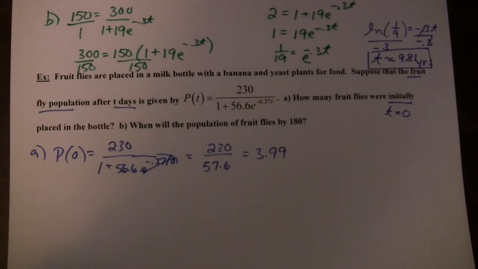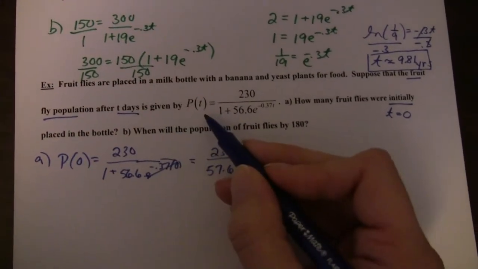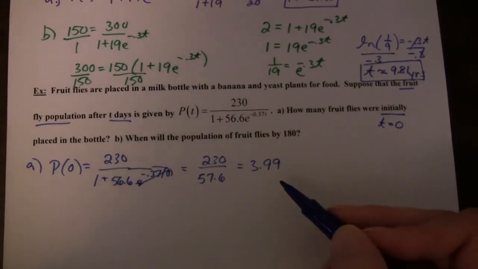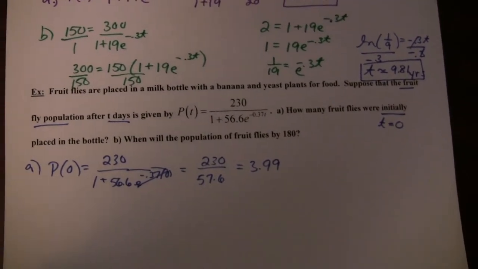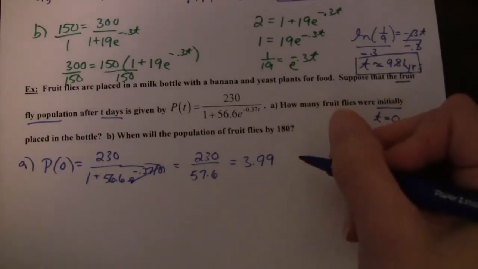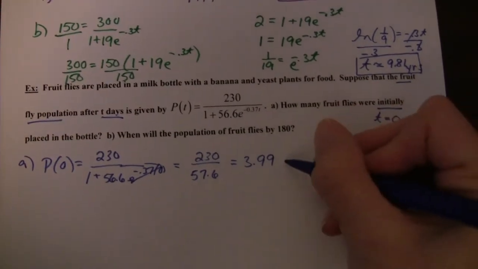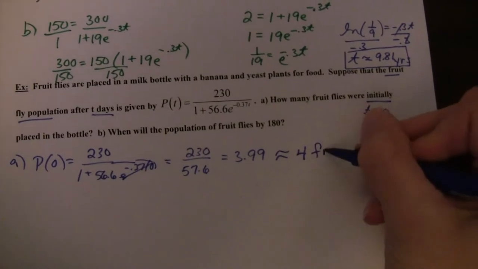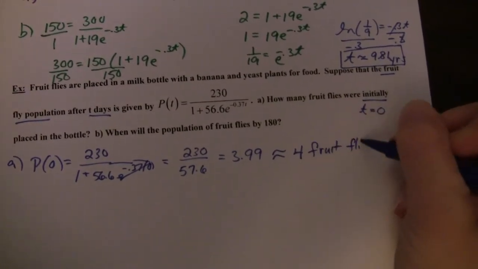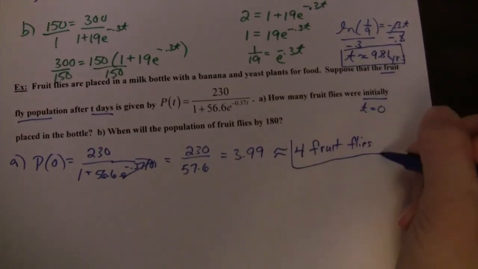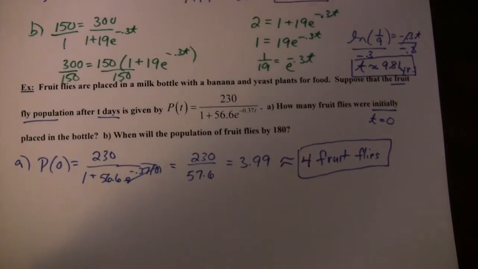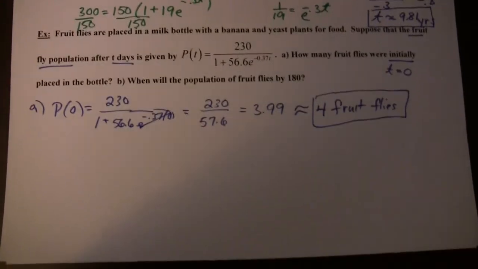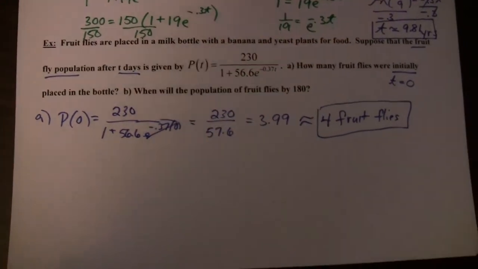Okay, but wait a minute. P represents fruit flies. I really don't think they put 3.99 fruit flies initially into this bottle. So in order to be nice humans here and not rip off any of the wings, we're going to say that they probably put 4 fruit flies into the bottle. Okay? If it's humans or animals, we're going to go ahead and round. If it's things that could be decimals, then go ahead and leave the decimals.